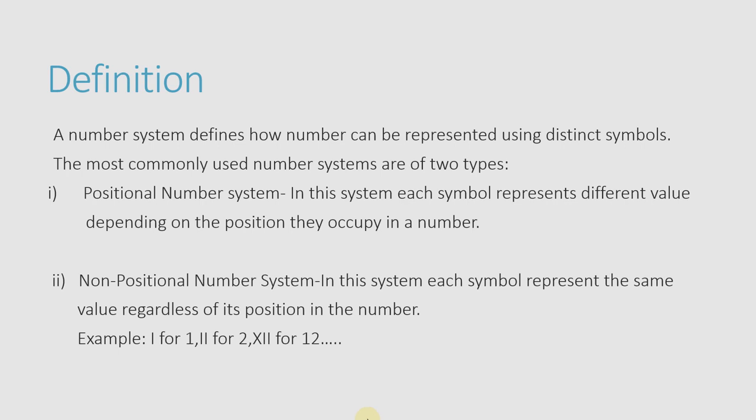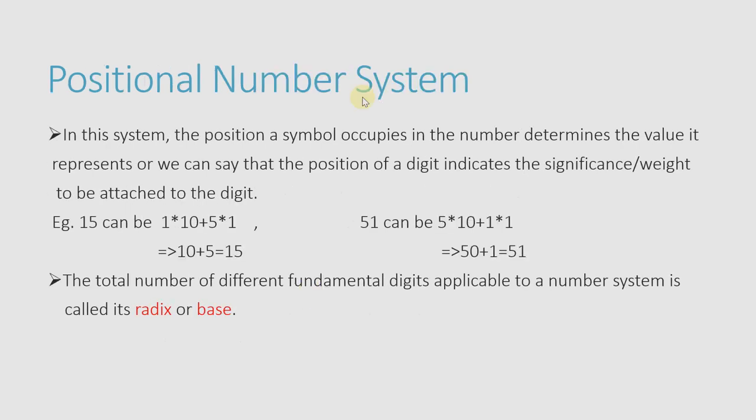For example, the Roman number system may be an example of a non-positional number system. If I want to represent 1, then I use the symbol I, a standing line. When I want to represent 2, then I use two standing lines, and if I want to represent 12, then I use the symbol XII. So these are specific symbols used to represent a number regardless of the position of that number. But when we are talking about the positional number system, what does it mean?